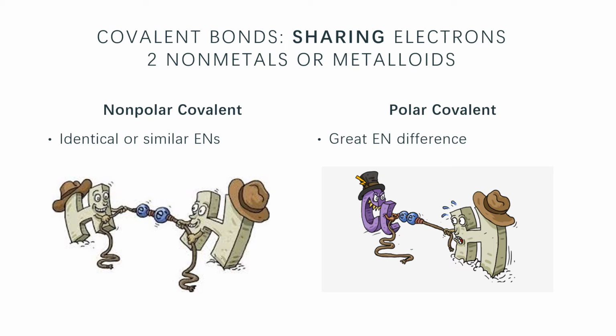But if two atoms have identical or very similar electronegativity, the charges are distributed evenly, meaning one atom is not taking more electrons than the other. So we call this a nonpolar covalent bond.